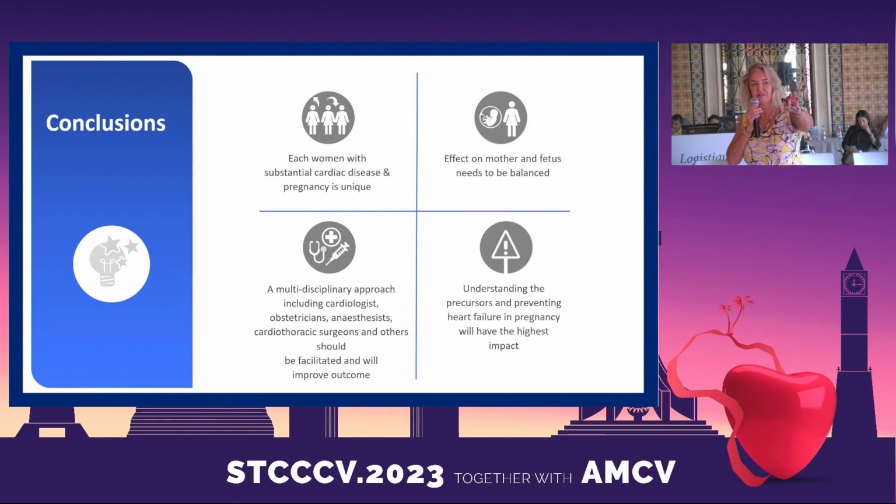A multidisciplinary approach including cardiologist, obstetrician, anesthetist, cardiothoracic surgeon if it's valve disease, and others should be facilitated and will improve outcome. The effects on mother and fetus need to be balanced, and understanding the precursors and preventing heart disease in pregnancy will have the highest impact. Thank you.